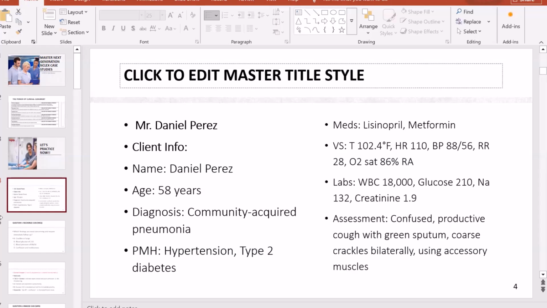So do not get lost when you are going through your case study. Just maintain your composure and look out for the salient findings. What will kill my patient? What can I do to make my client safe? That is all that you're supposed to be doing. So you should not get lost in any way. So now let's dive into our first question.